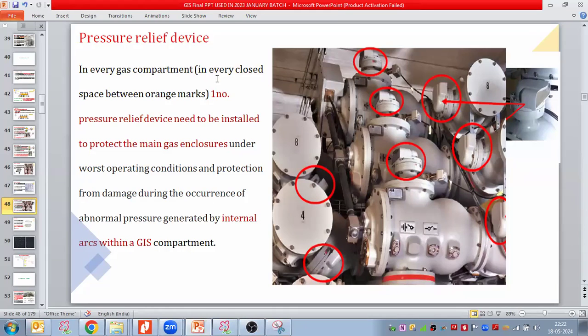In every gas compartment, that is, every closed space between the orange marks, one pressure relief device needs to be installed to protect the main gas enclosure under worst operating conditions, and to protect from damage during abnormal pressure generated by an internal arc within the GIS compartment. So in order to protect the enclosures, the pressure relief device needs to be provided between each and every gas compartment.